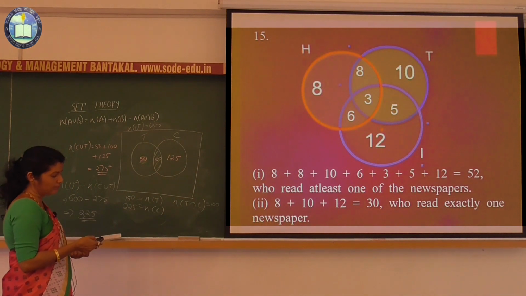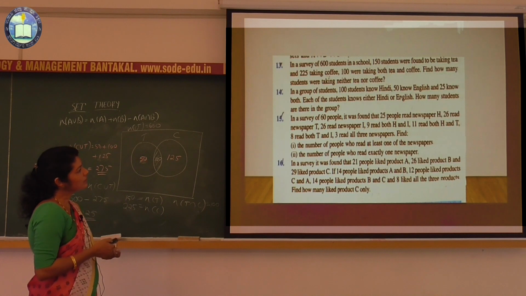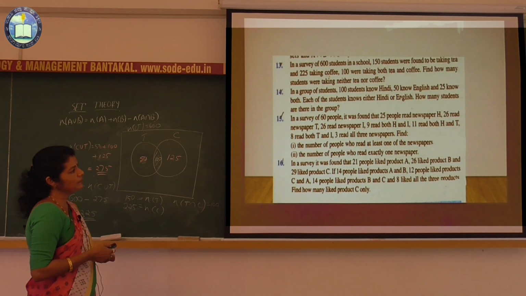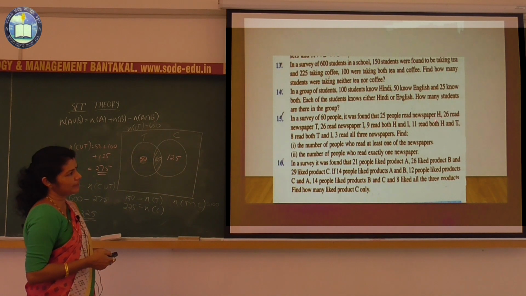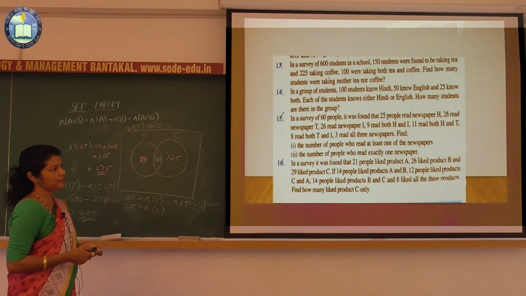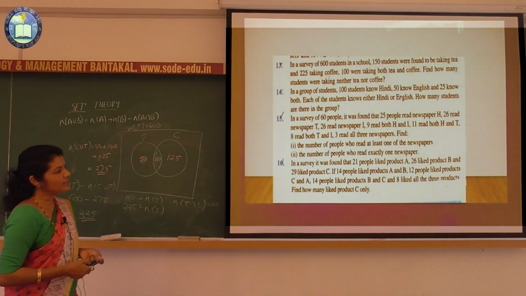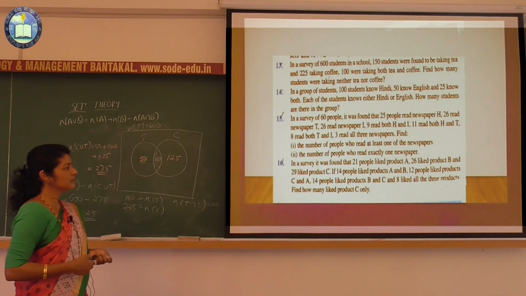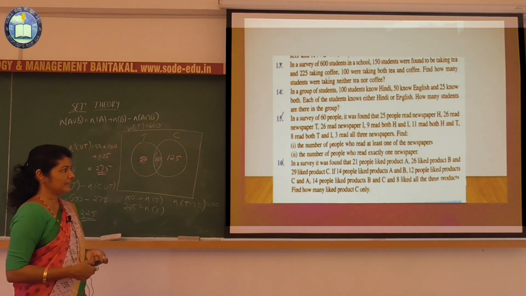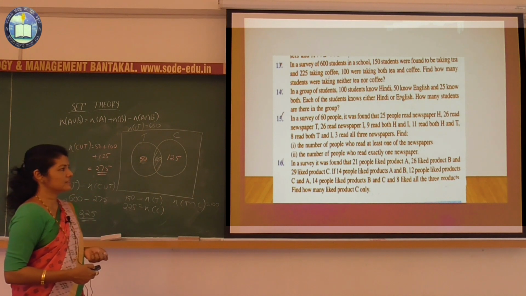Next, consider question number 15. The statement is like this. In a survey of 60 people, it was found that 25 people read newspaper H, 26 read newspaper T, and 26 read newspaper I. 9 read both H and I, 11 read both H and T, 8 read both T and I. 3 read all the 3 newspapers.